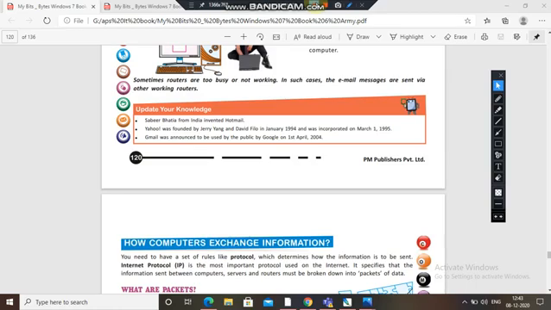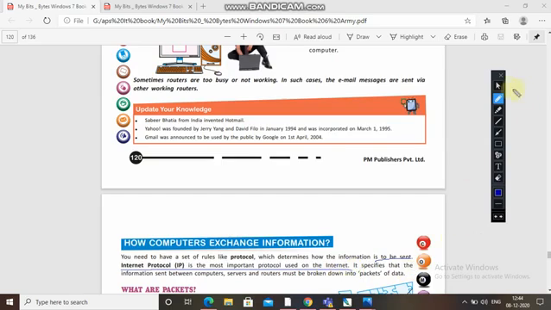Now, how do computers exchange information? You need to have a set of rules, like a protocol, which determines how the information is to be sent. IP is the most important protocol used on the internet. It specifies that the information sent between computers, servers and routers must be broken down into packets of data. They are not going in one huge bulk box, but they are going in small packets.